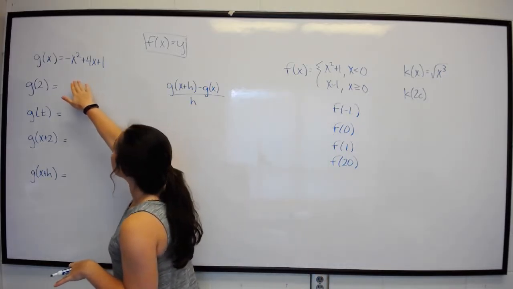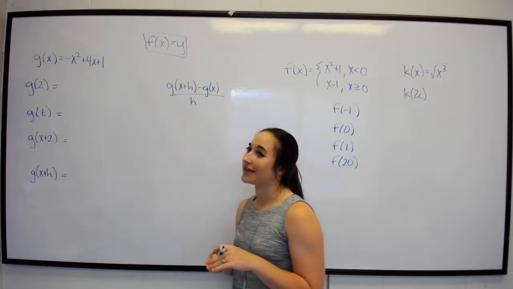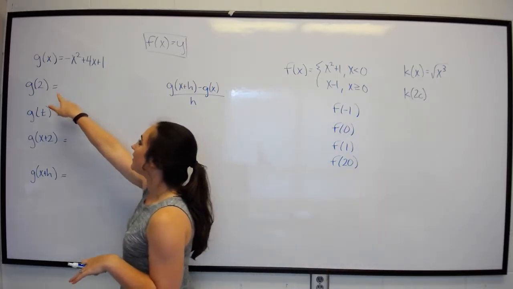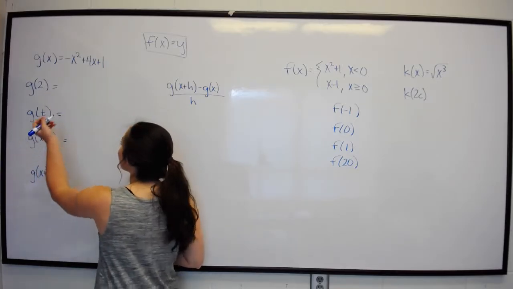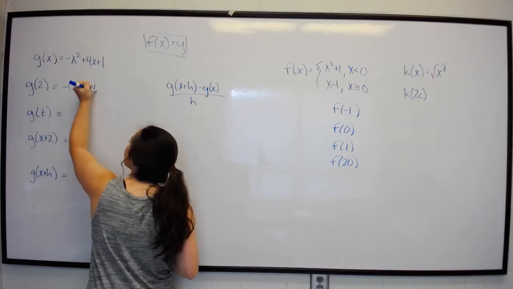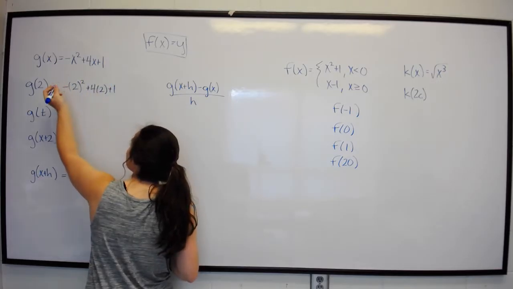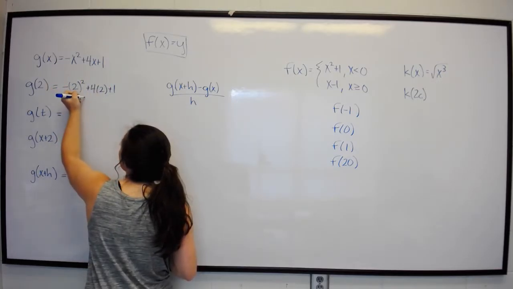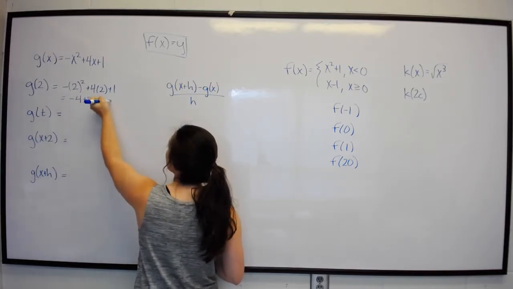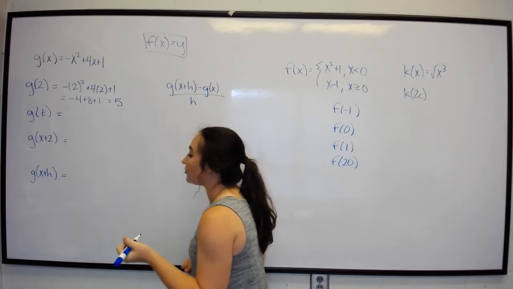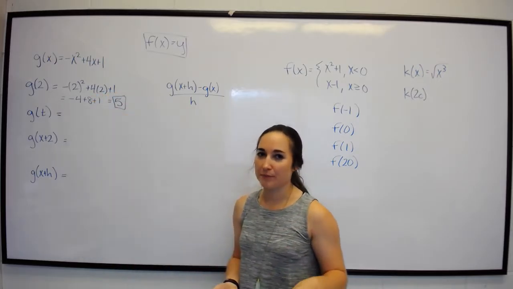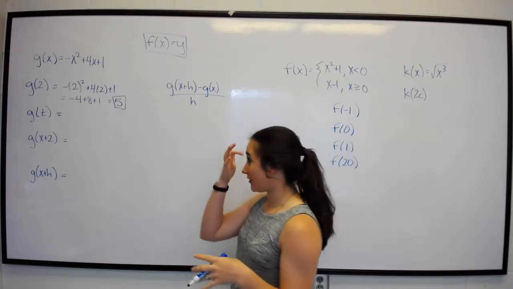So here we have g of x equals negative x squared plus 4x plus 1, and we want to find g of 2. So what we're going to do is everywhere that we have an x, we're going to replace it with a 2. And that gives us negative 4 plus 8 plus 1. That's going to be 4 plus 1 gives us 5. So g of 2 is 5. Pretty simple. So let's do something a little bit different.